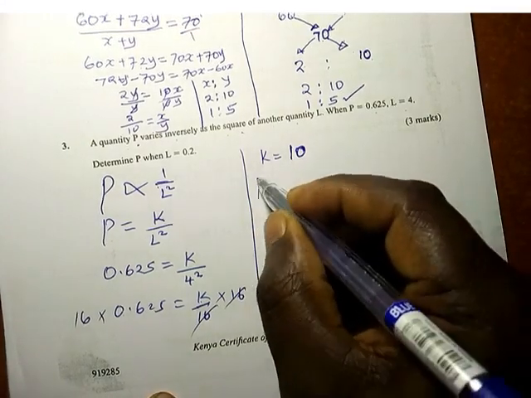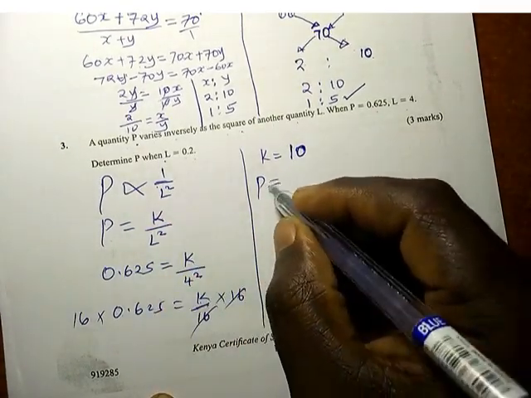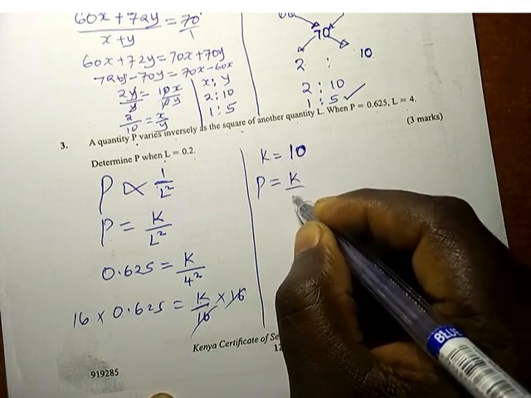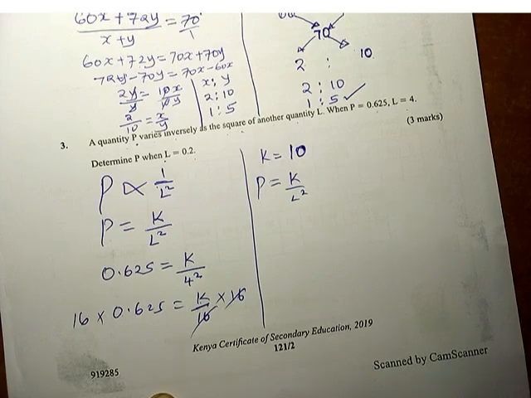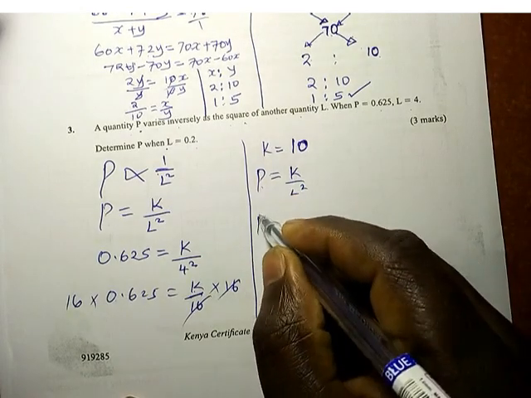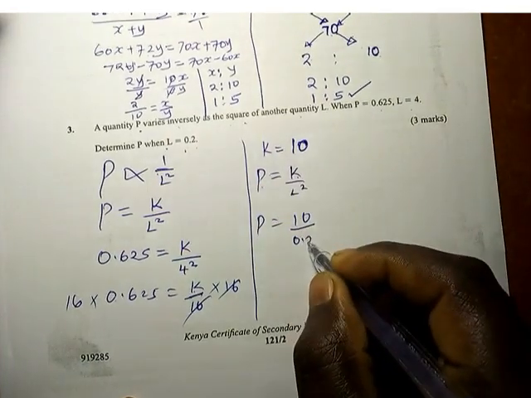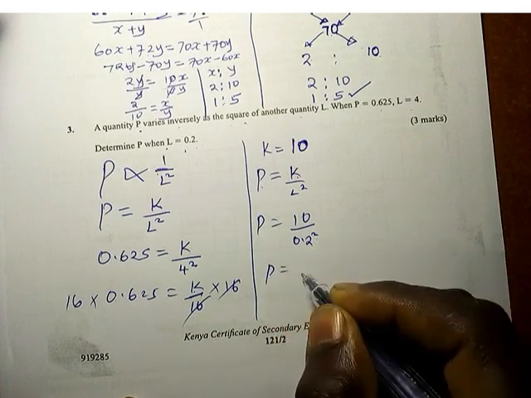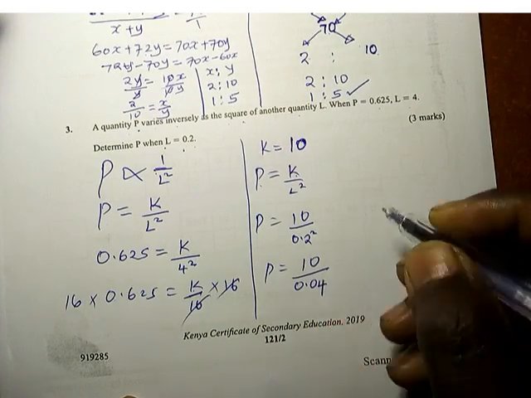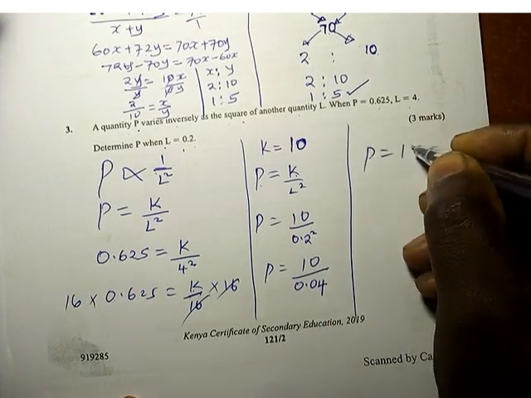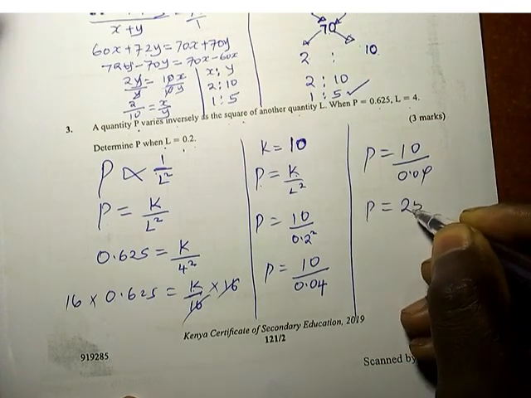So now let us find P when L is 0.2. We know that P is equal to K over L squared. So what will be P when the constant K is 10 and L is now 0.2 squared? So P is going to be 10 over 0.04, and P is 250.